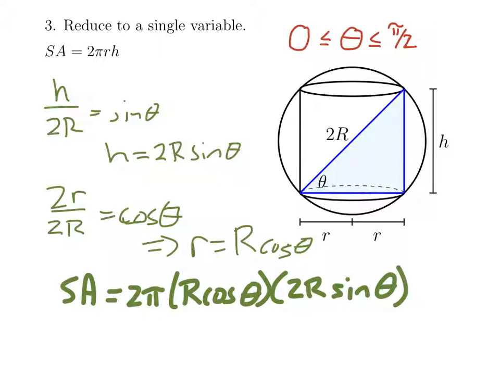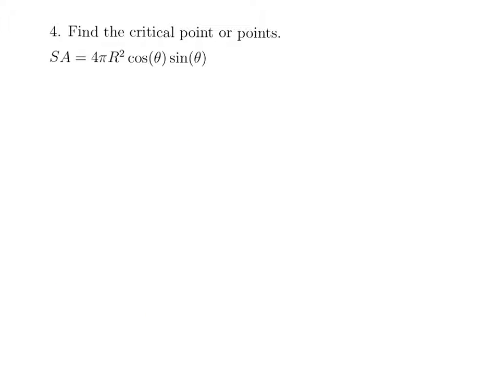And one last thing to notice is that our angle theta sits between a value of 0 and pi halves. Beyond those values, the way we set up the problem doesn't really make any sense. Rearranging terms, we get that the surface area is 4 pi r squared times cosine theta sine theta. And we want to remember that the 4 pi r squared is a constant term.